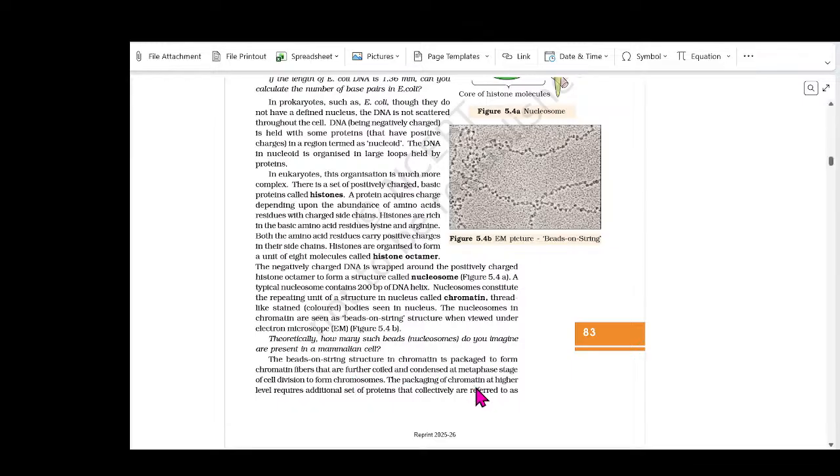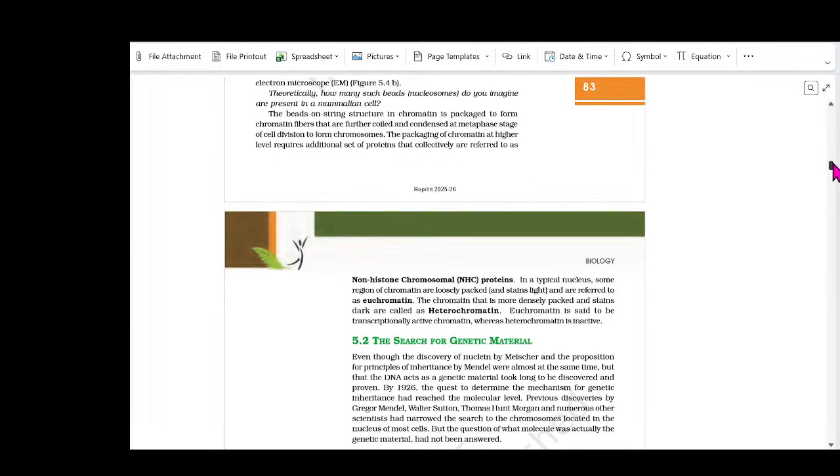The packaging of chromatin at a higher level requires an additional set of proteins that collectively are referred to as non-histone chromosomal proteins. In a typical nucleus, some regions of chromatin are loosely packed and stain light, and are referred to as euchromatin. The chromatin that is more densely packed and stains dark is known as heterochromatin. Euchromatin is said to be transcriptionally active chromatin, whereas heterochromatin is inactive.